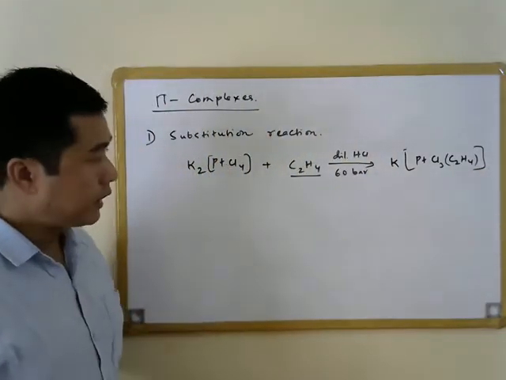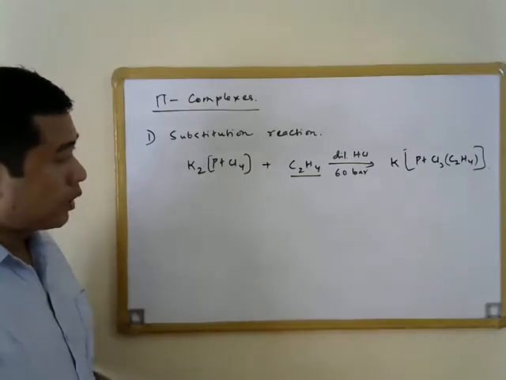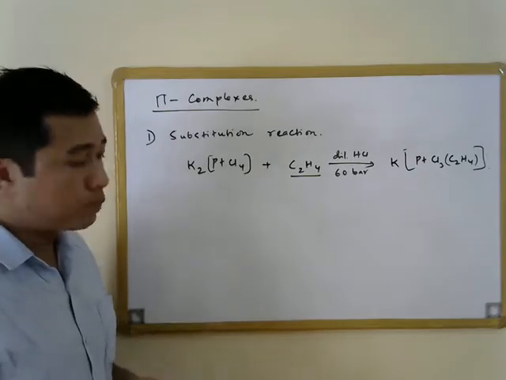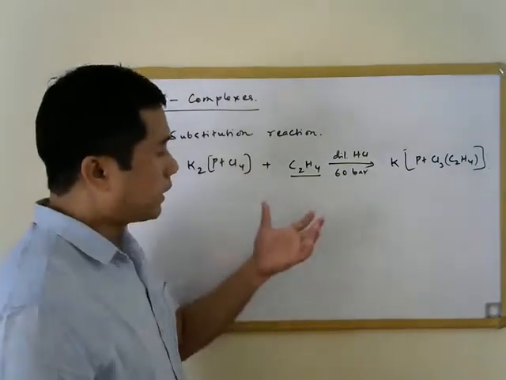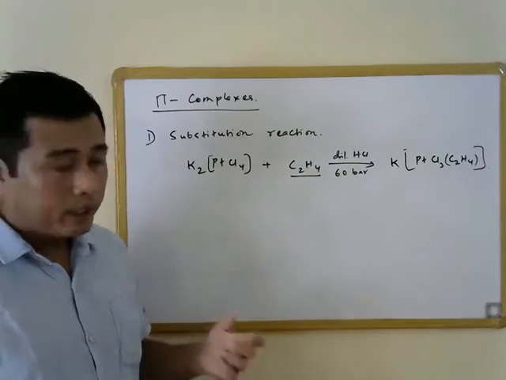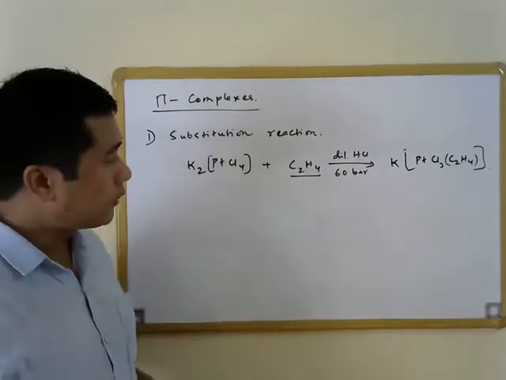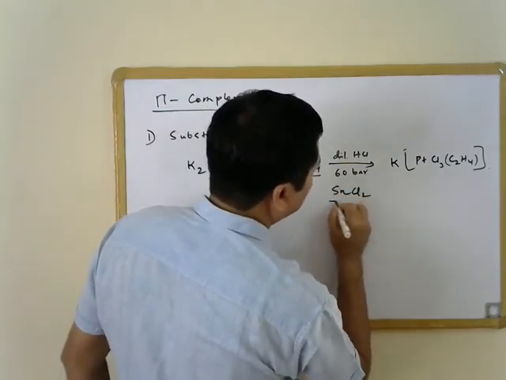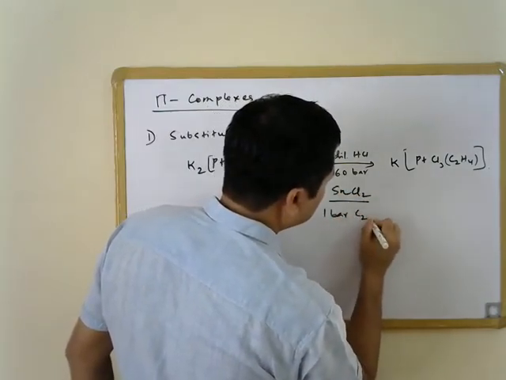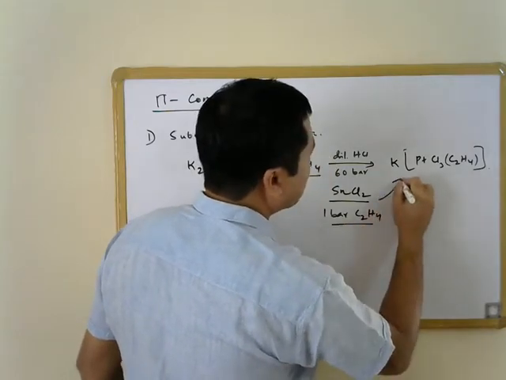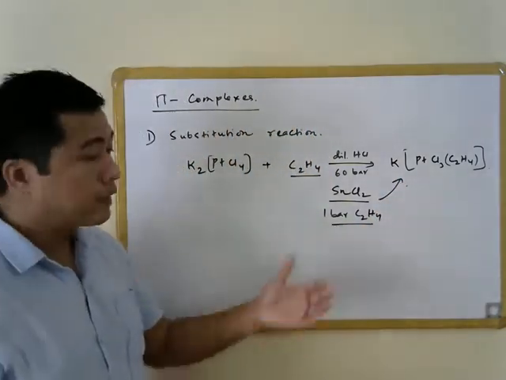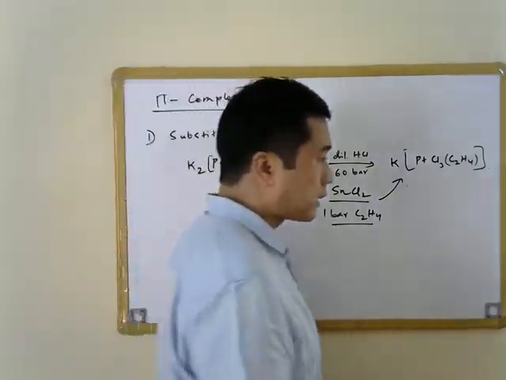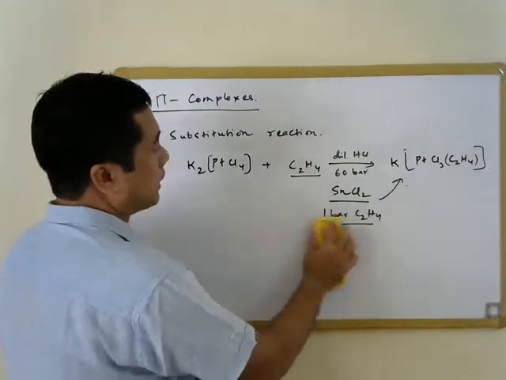And this reaction can also be catalyzed, or the pressure of the ethylene can be reduced. Instead of using 60 bar, one can use 1 bar ethylene, and the reaction will proceed quickly and get completed within a few hours. If one uses SnCl2 as the catalyst, then 1 bar C2H4 will give the Jay's salt in good quantity in a very short period of time. So it can be catalyzed by using SnCl2 as the catalyst.